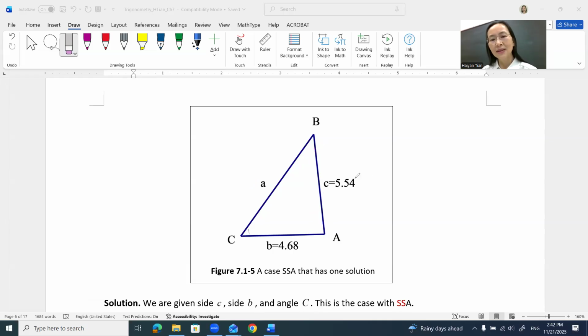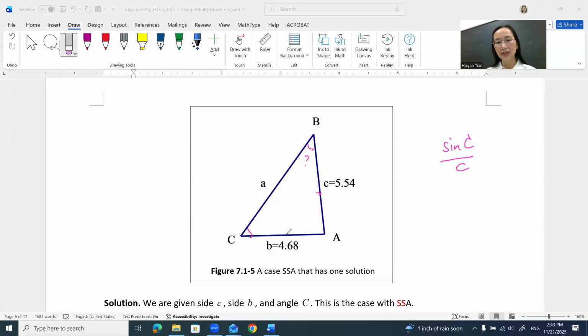So let's see which one to find first, right? So think of the law of sines. Think of the law of sines, and because this c and this C, then immediately we can think of sine capital C over c. And then this B, for example, capital B is unknown.